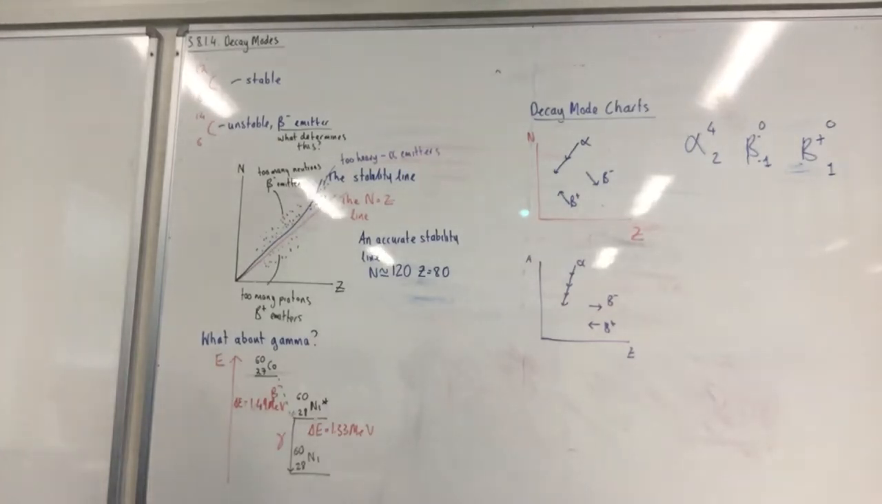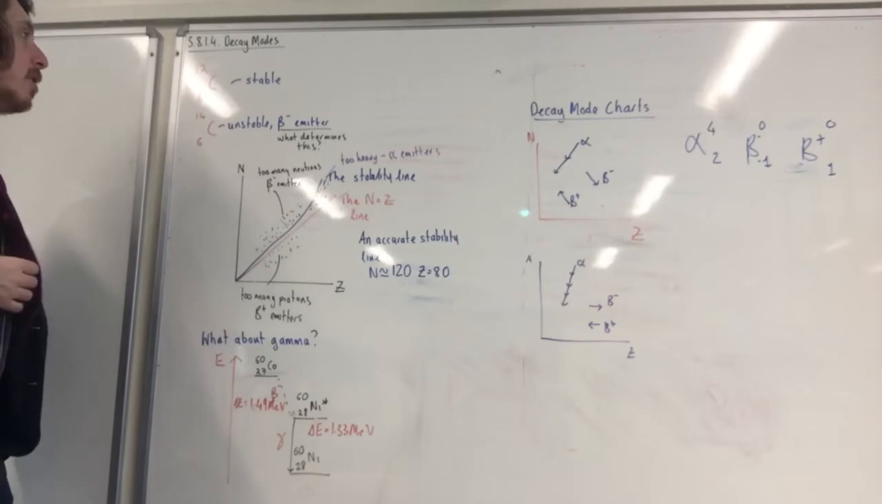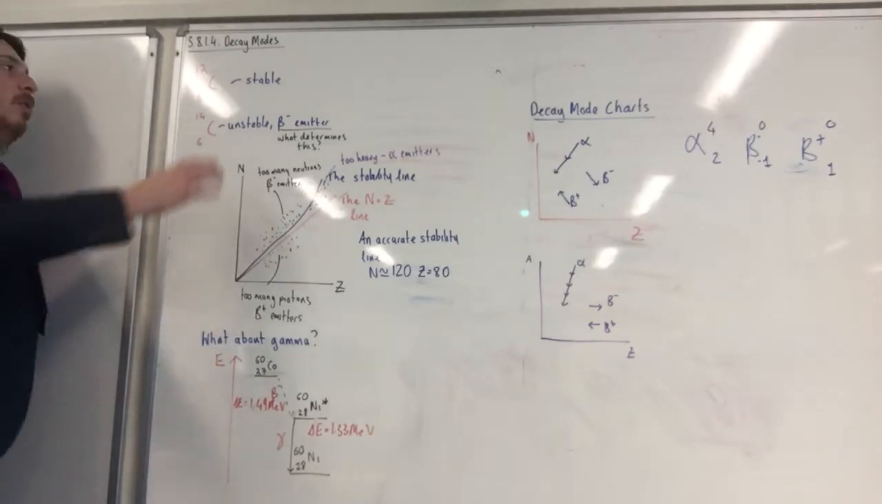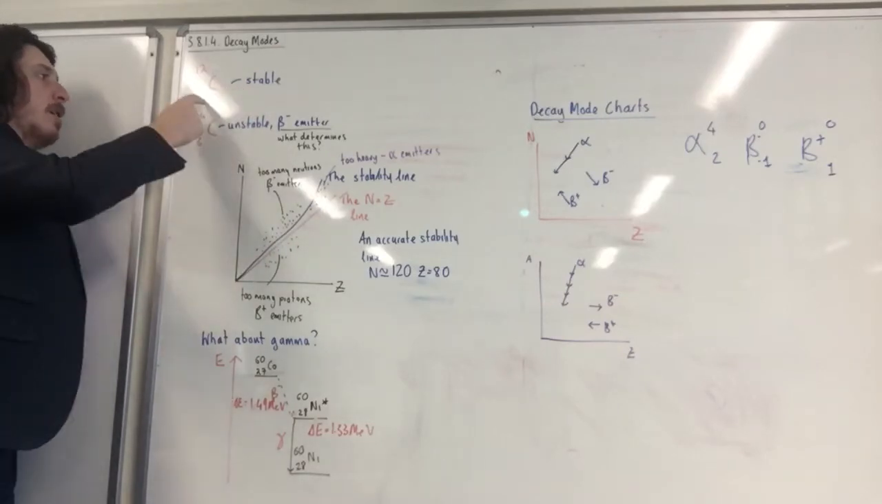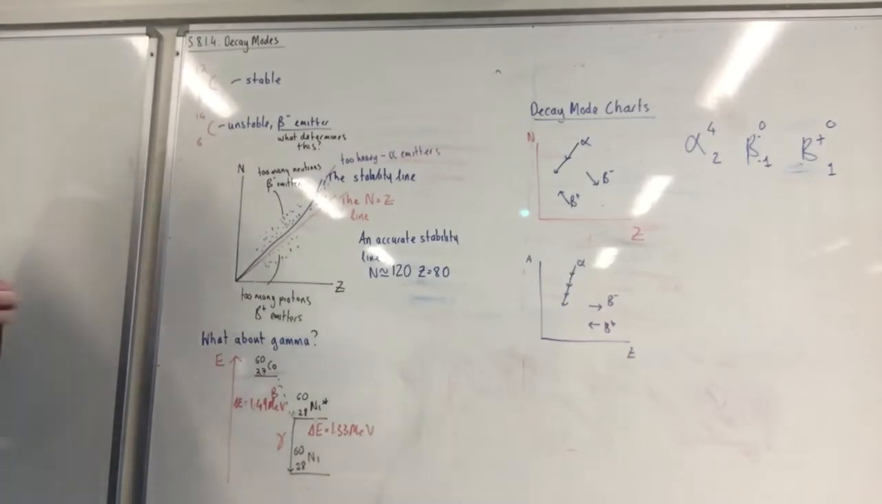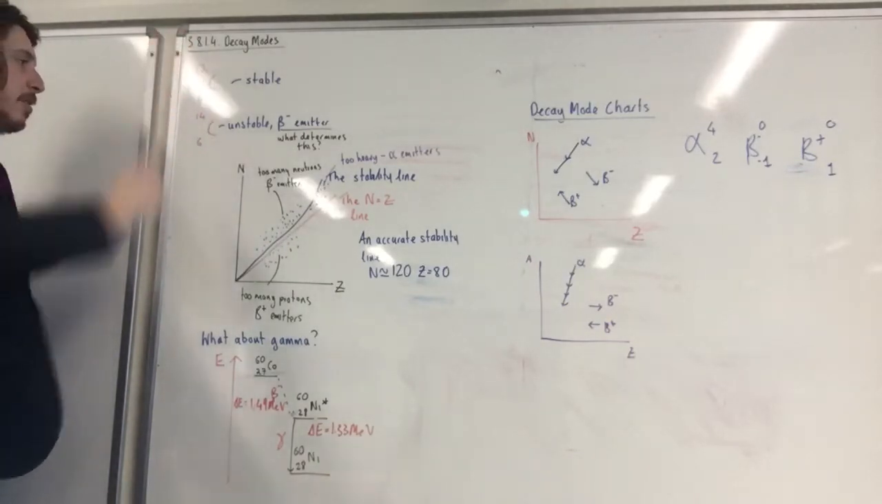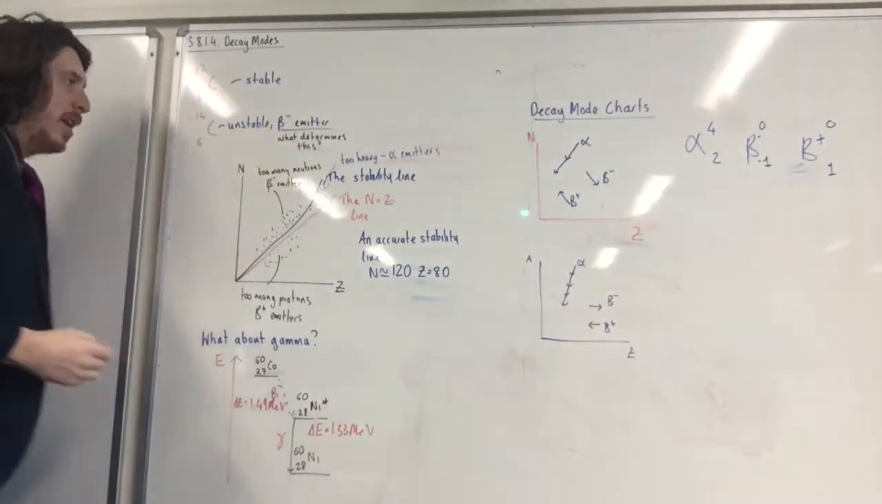Okay, so let's have a look at alpha, beta minus, beta positive, and gamma decay in a little bit more detail. Some of you will be wondering what makes something stable and what makes something unstable. For example, carbon 12 is stable. The number of protons is equal to the number of neutrons, because 12 take away 6 is 6. Carbon 14 is unstable, and it's a beta negative emitter.